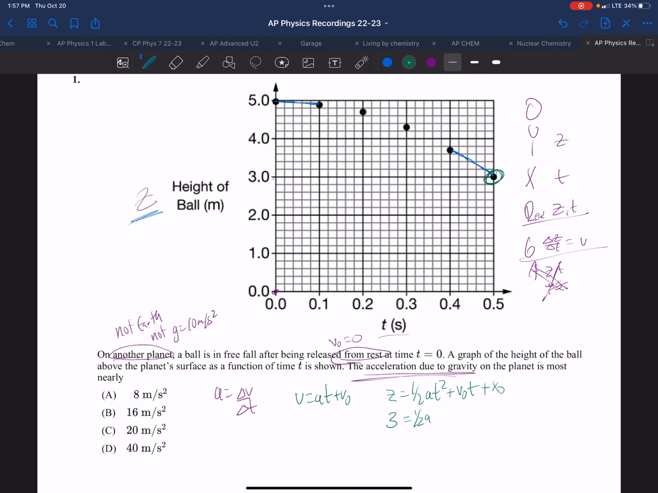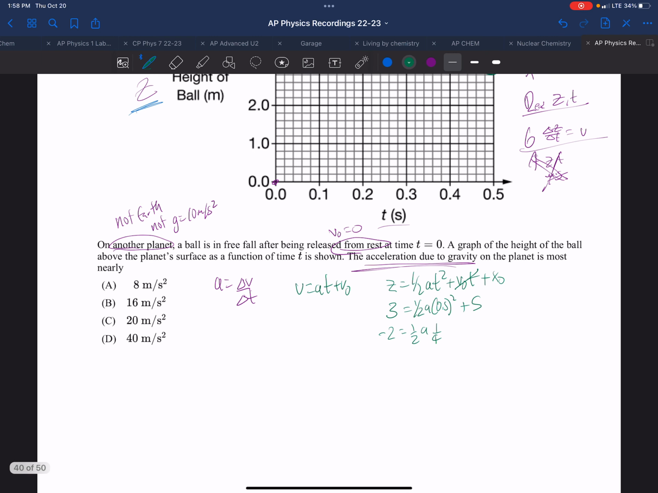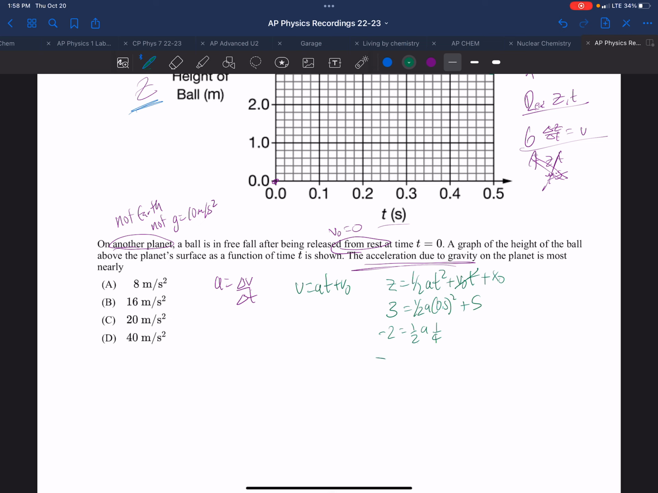We are looking for the acceleration. We know this time is 0.5 seconds. The initial velocity we're given is 0, and the starting position is 5. So bringing the 5 over, we have minus 2 is 1/2 the acceleration times 0.25, which is better written as a fraction in this case for doing our algebra. 0.5 squared, 1/2 squared is 1/4. So you'll notice that's 1/8 on this side. Cross multiplying, that gives us minus 16 is the acceleration.